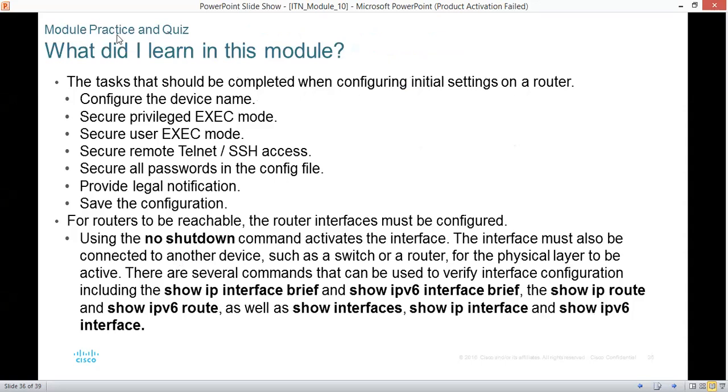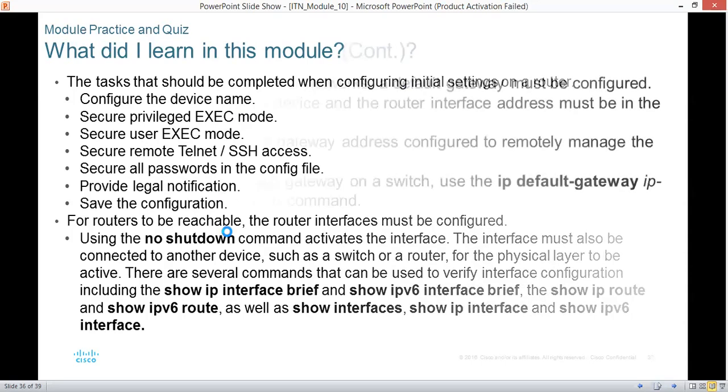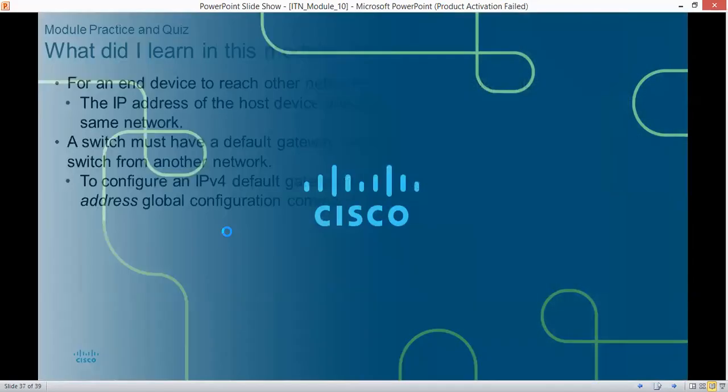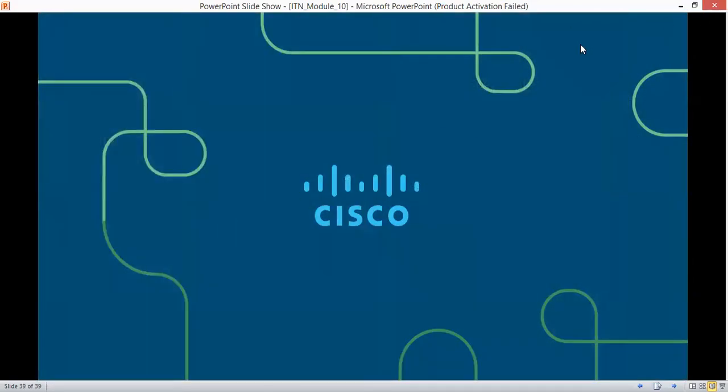So what have we learned here? We've learned to configure the device name, and I believe everybody could do that. Secure privilege exec mode, secure user exec mode, then remote telnet, and then secure passwords in the configuration file, and provide legal notification. Remember, the legal notification is the banner MOTD, and then save the configuration. So among others, I want to believe that when we walk through this module 10, it will come in handy for us.